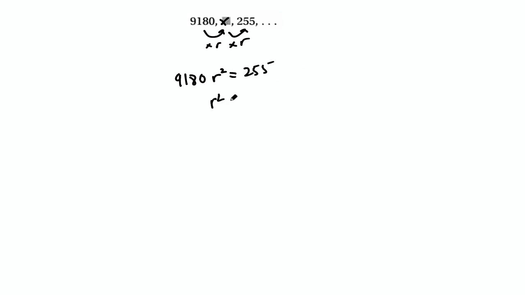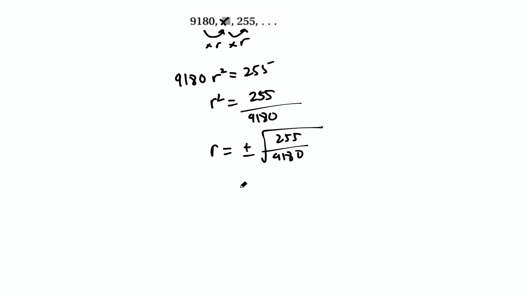Okay, so then r squared, if I divide both sides by 9180, this is what I get, meaning r is going to be plus or minus the square root of this entire fraction. That's going to be plus or minus 1 over 6.